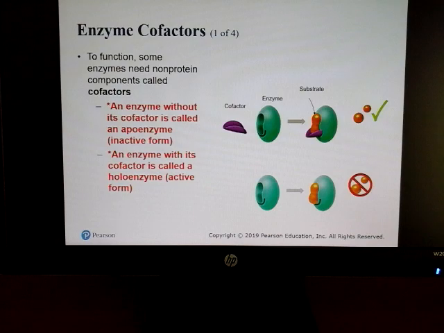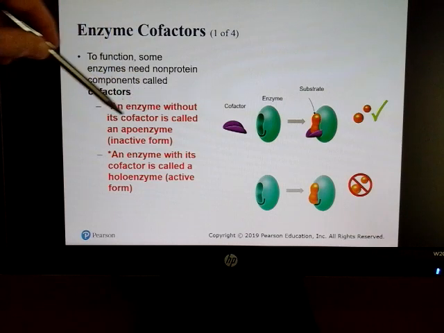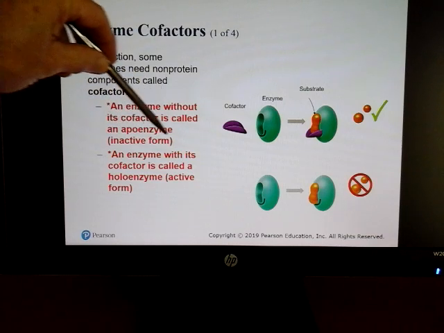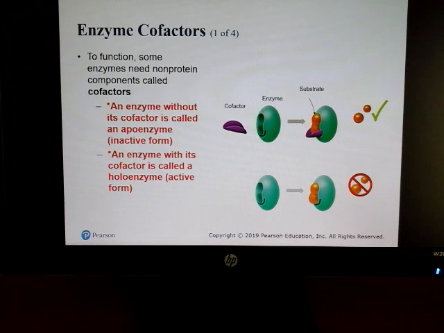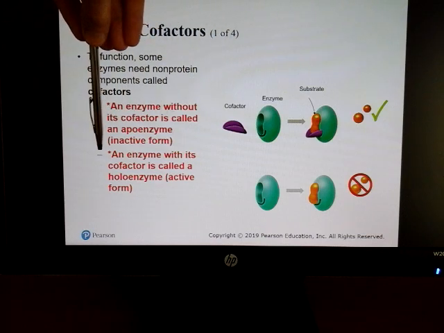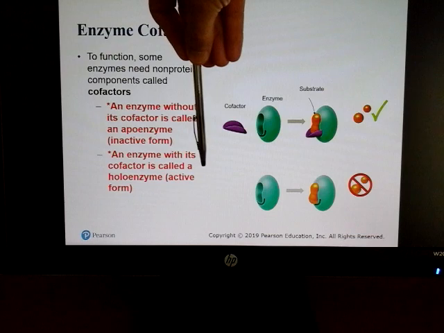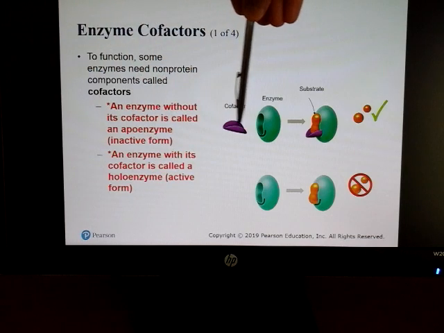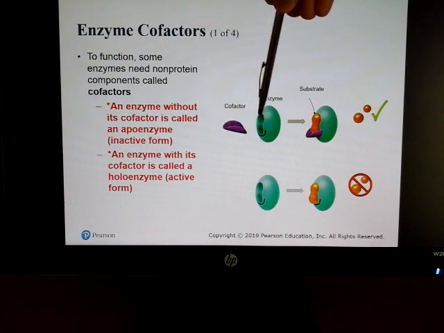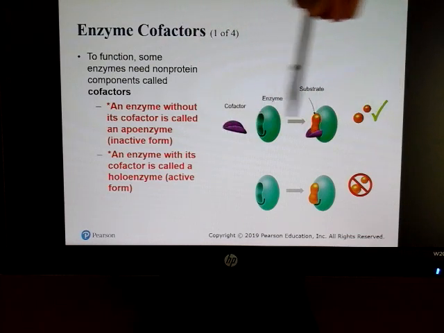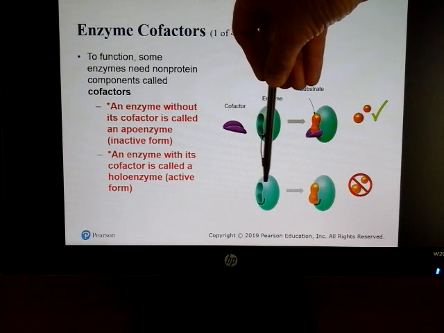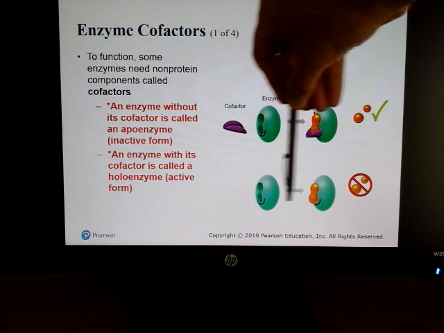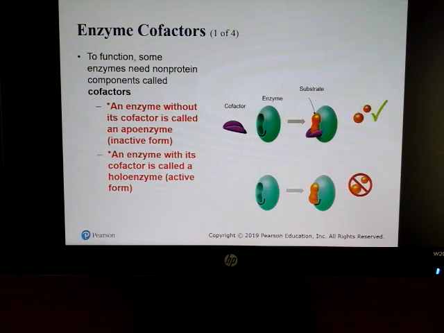Now we have different categories of enzymes, and an enzyme that doesn't have cofactors is called an apoenzyme, or an inactive form. And an enzyme that has cofactors is called a holoenzyme, or active form. So in this case, the cofactor is here, so that would be an active form. Down here, this would be your apoenzyme. We don't have our cofactor, so it's not active.